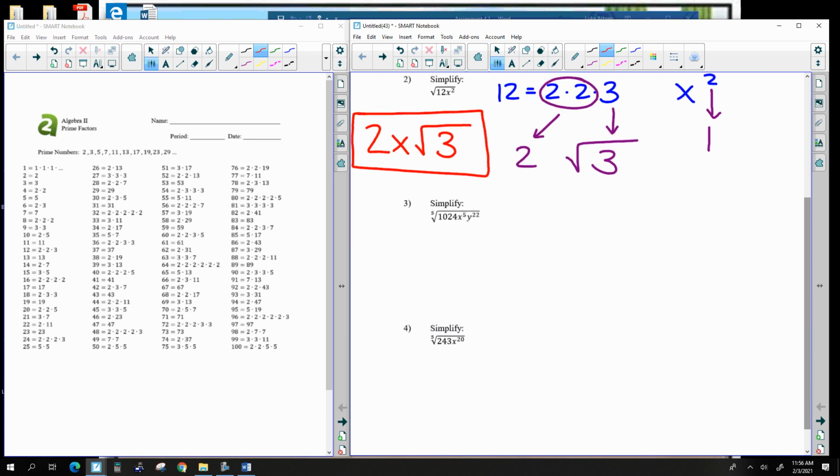All right, here we have the 5th root. Technically, I'll show you the long way, and then I'll hint you in on some of the tricks. So the long way of doing this, 1024.